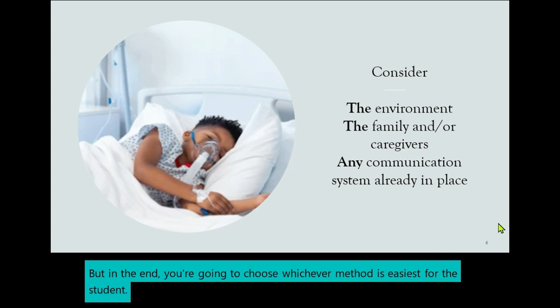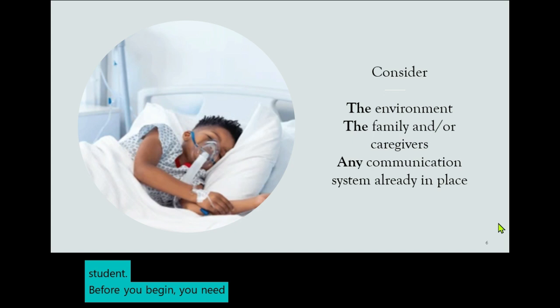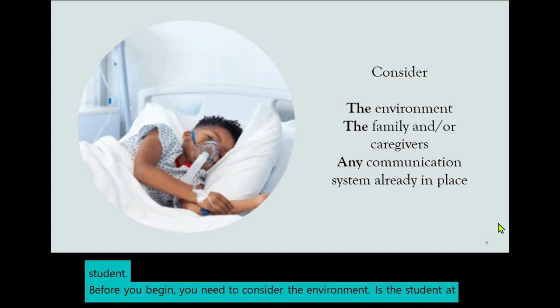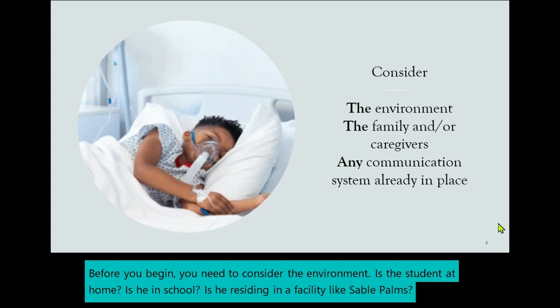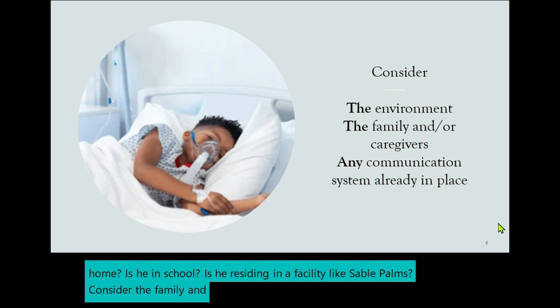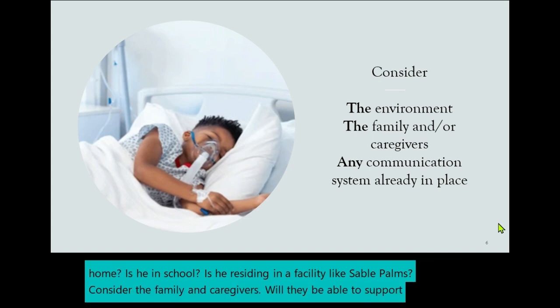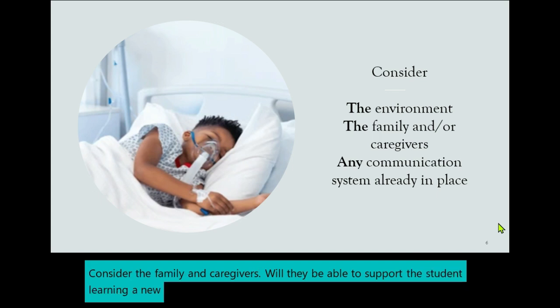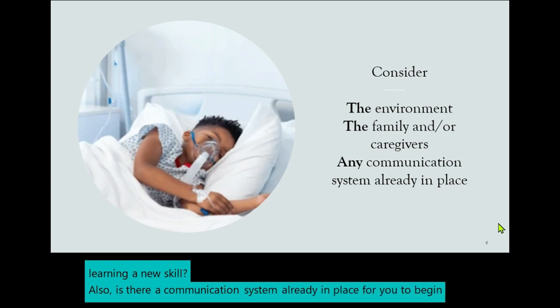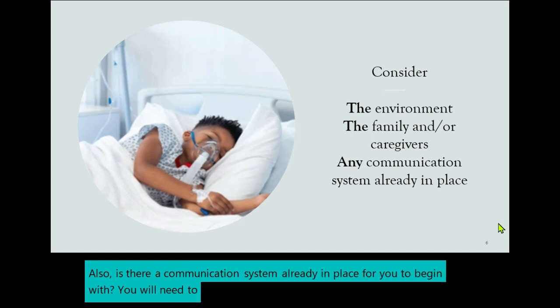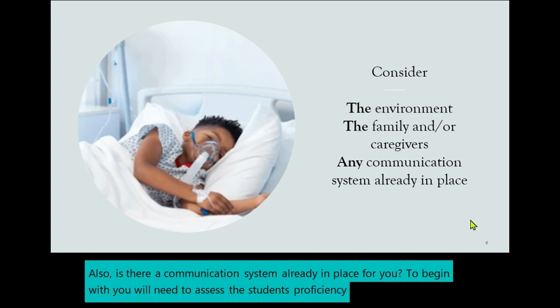Before you begin, you need to consider the environment. Is the student at home? Is he in school? Is he residing in a facility like Sable Palms? Consider the family and caregivers. Will they be able to support the student learning a new skill? Also, is there a communication system already in place for you to begin with? You will need to assess the student's proficiency in communicating with the device.